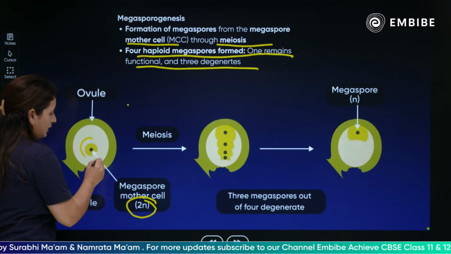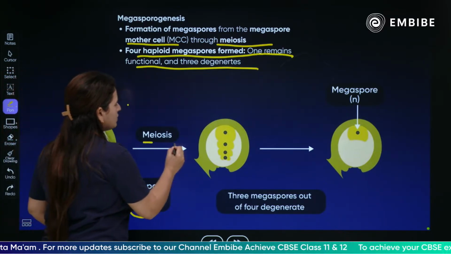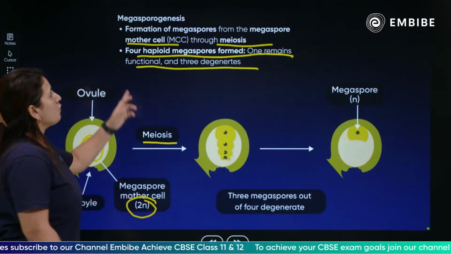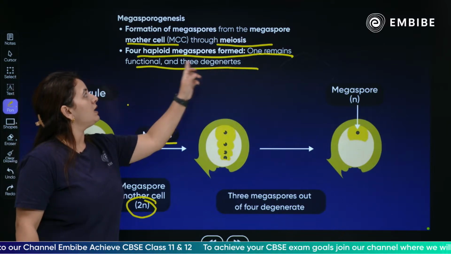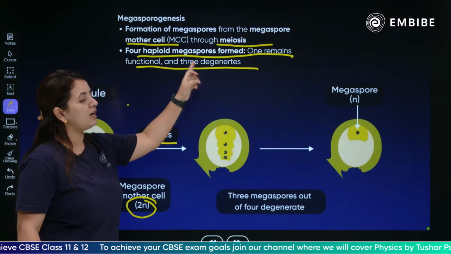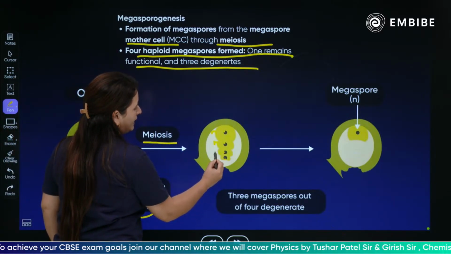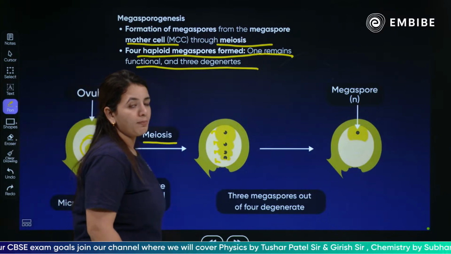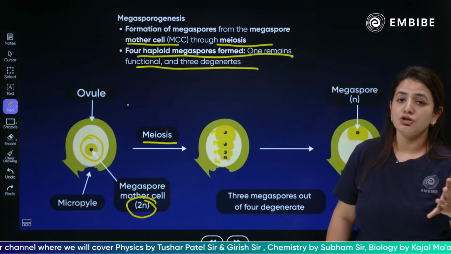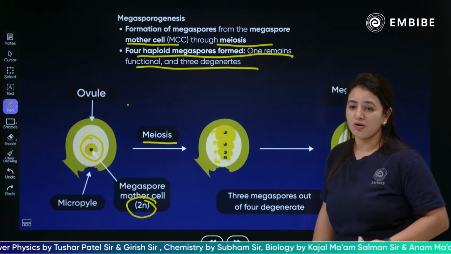This particular megaspore mother cell will undergo meiotic division and will form 4 what? 4 haploid megaspores, N. These 4 haploid megaspores are formed by megasporogenesis, when the megaspore mother cell undergoes the process of meiosis.